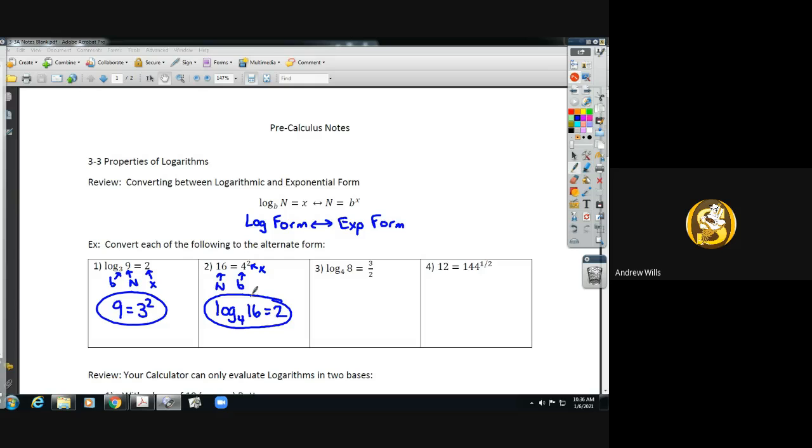So take about, I don't know, 30 seconds and convert number 3 and number 4, please. Number 3 is in logarithmic form. Please convert it to exponential. Number 4 is in exponential form. Please convert it to log form. Make sure you remember what you're doing here, because this is going to be important going forward. When we get to Friday and we're solving equations, we are occasionally going to have to convert back and forth.